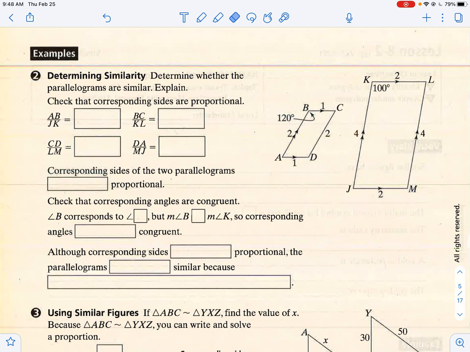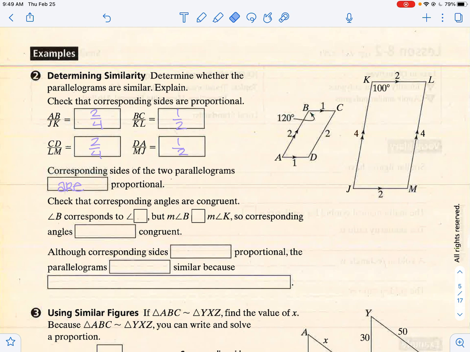So first we need to check for corresponding sides that are proportional. AB over JK is 2 over 4. BC over KL is 1 over 2. CD over LM is 2 over 4. And DA over MJ is 1 over 2. So all of those reduce to 1/2. So the corresponding sides of the two parallelograms are proportional.